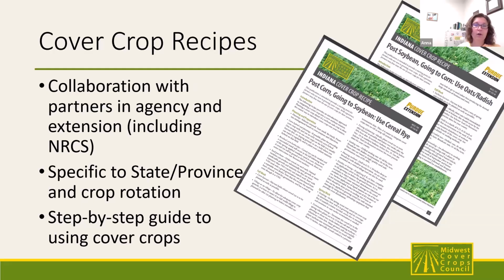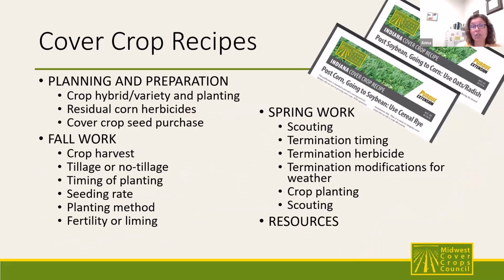These are a collaboration with our partners in agency and extension. They're specific to the state or province and crop rotation. So you'll see the recipe shown on the screen is specific to Indiana. After corn and going to soybean, we'd recommend using cereal rye for a beginner. And these are really a step-by-step instruction sheet.